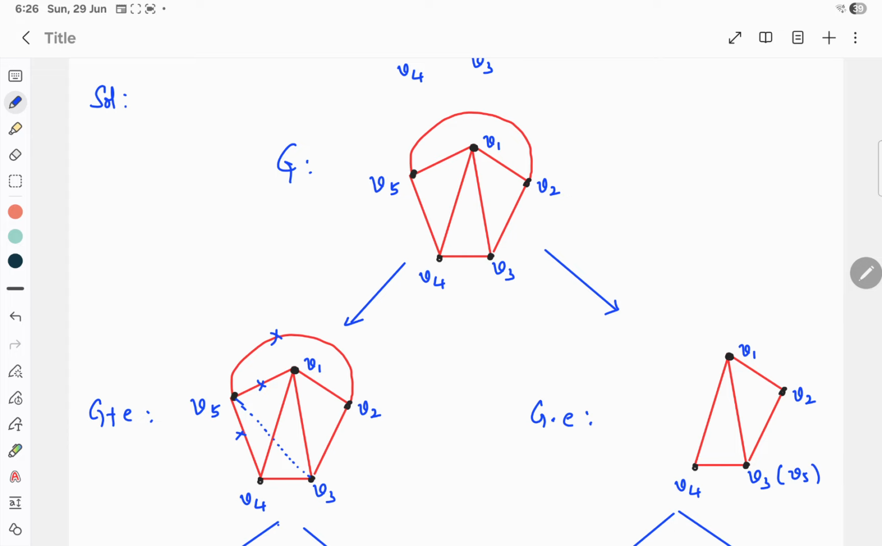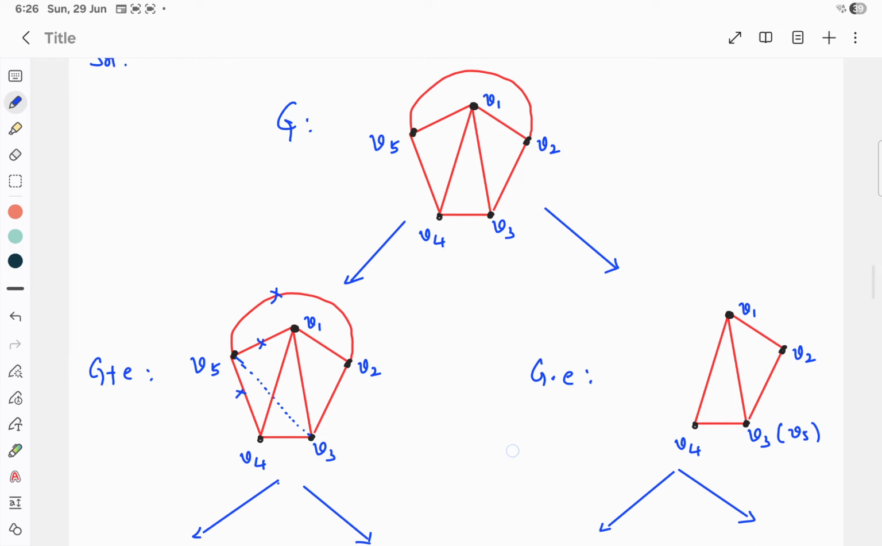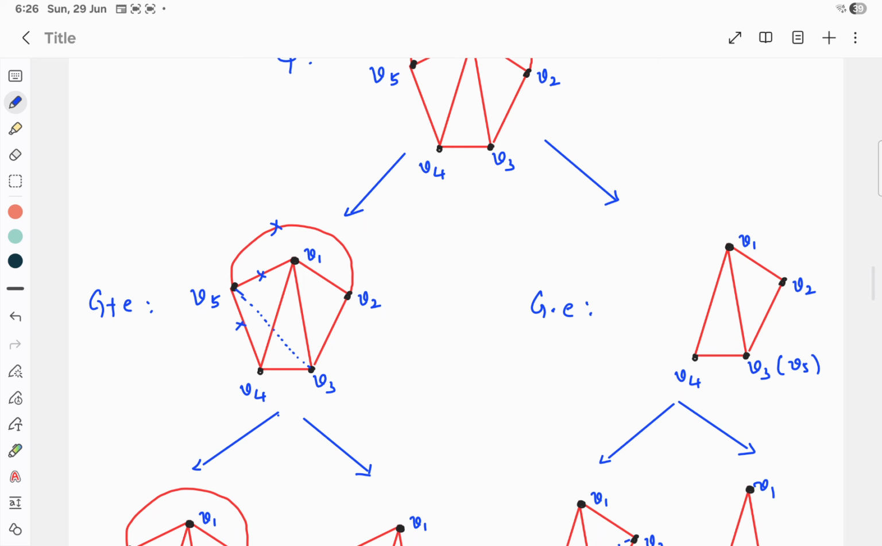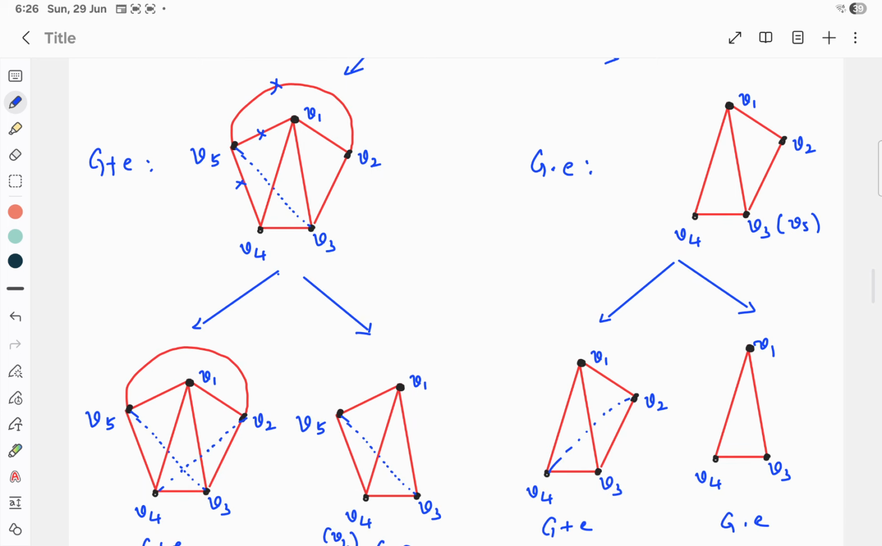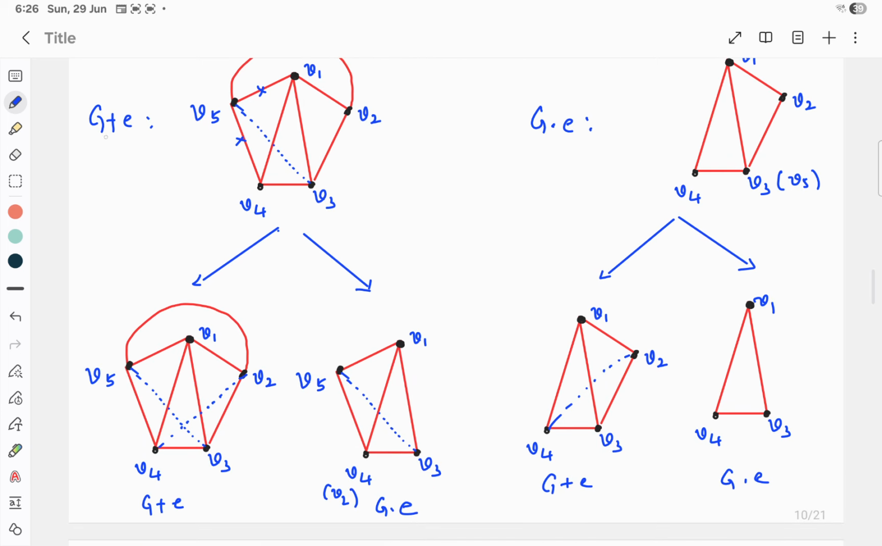Now this is not a complete graph. Till we get a complete graph, or a single vertex, or a path, or a two vertex path, we continue the procedure, right? So till then we have to continue this. Next, consider this G plus E. This is one graph. Now again continue the process.